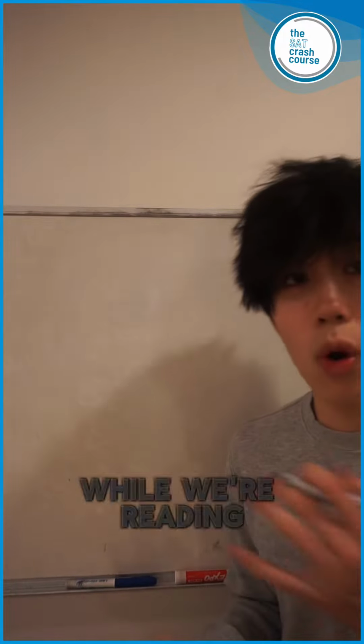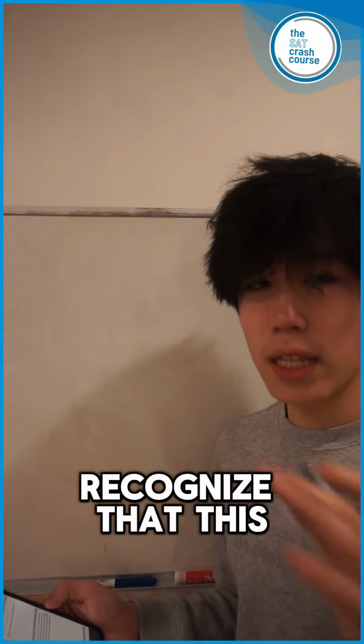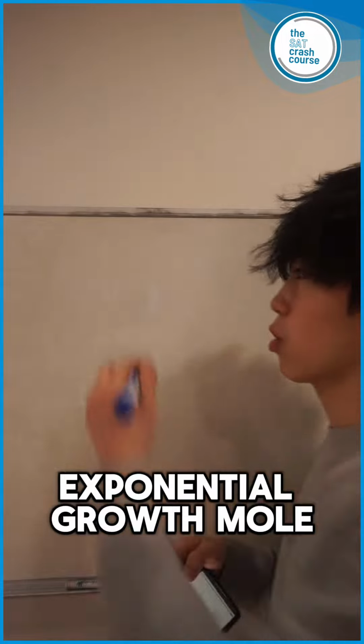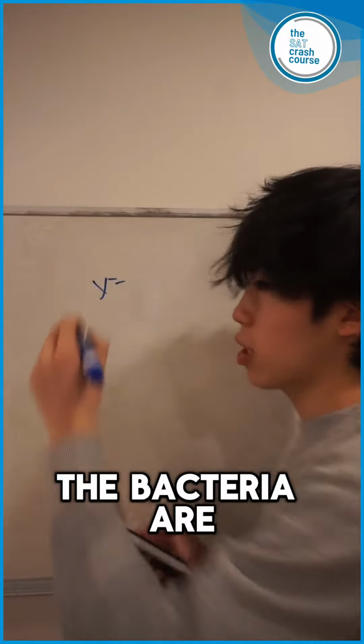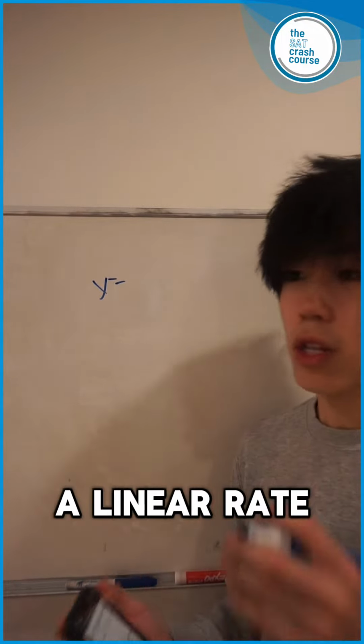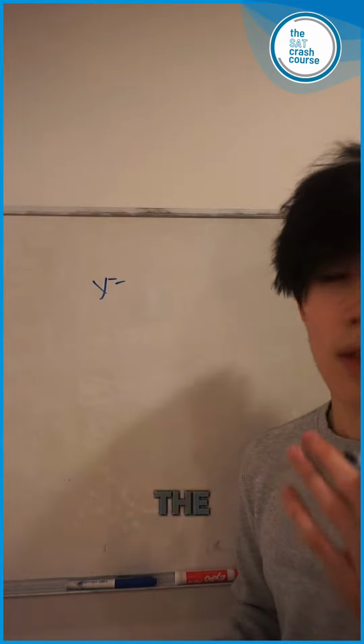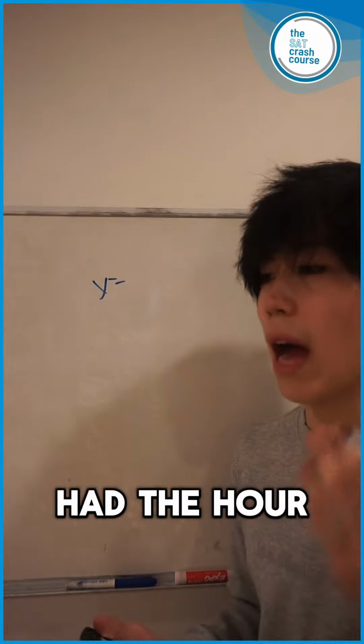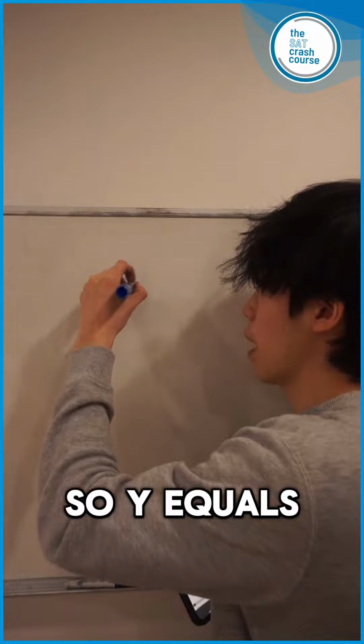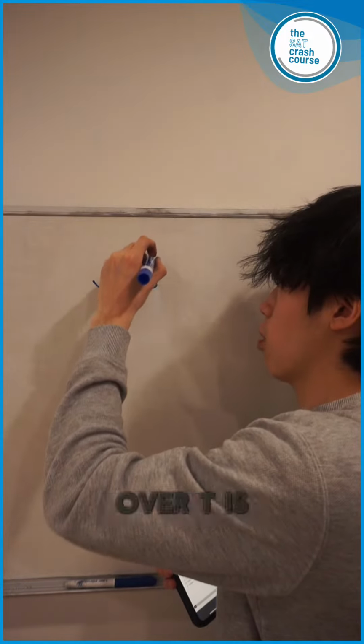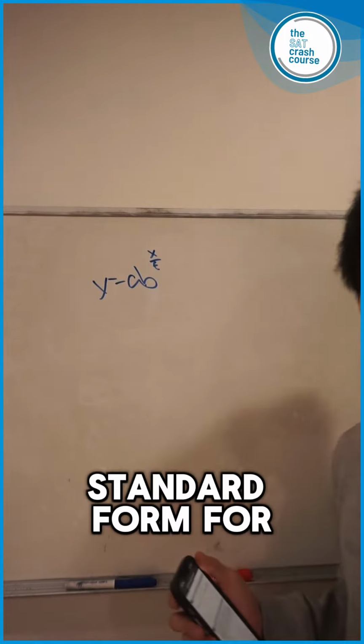So immediately while we're reading this, you have to recognize that this is going to be an exponential growth model. That's because the bacteria aren't growing at a linear rate. They're doubling every 3 hours from whatever amount they had before. So y equals A times B to the x over t is going to be our standard form for this.